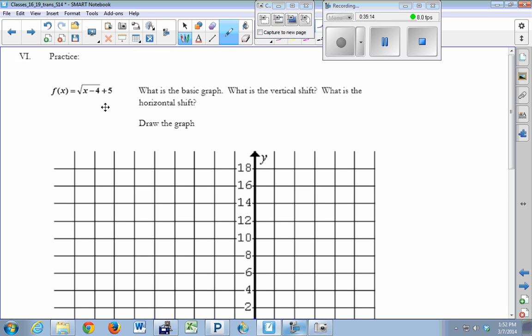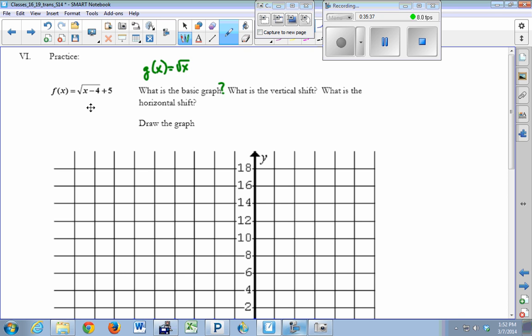Okay, so now I'm asking you to take a look at this particular function here. What is the basic graph? Again, we're asking what is the parent function here? Well, you see a square root. So our parent function, let's call it something different than f of x, we'll call it g of x, is the square root of x.